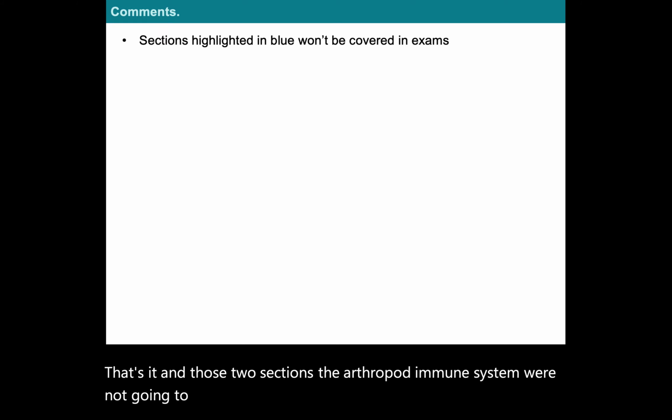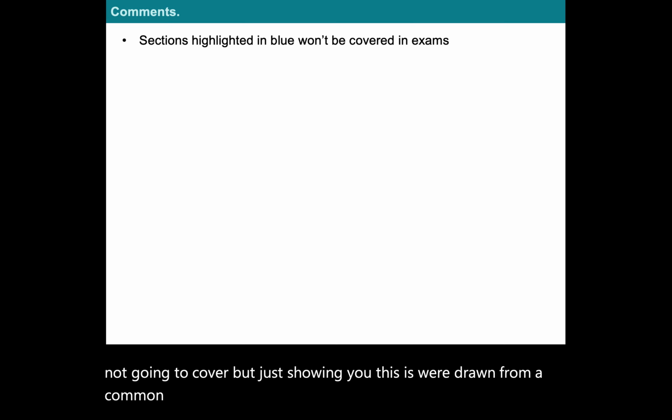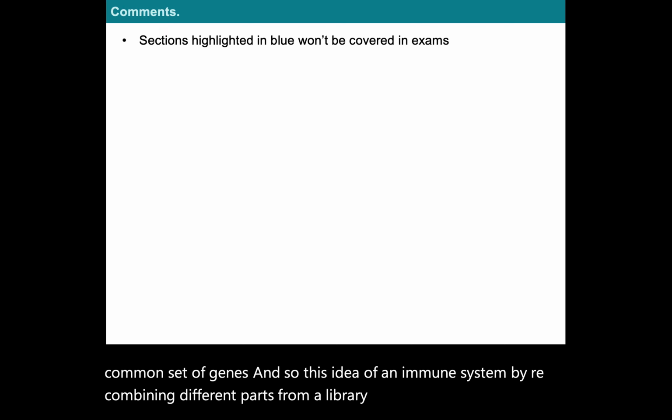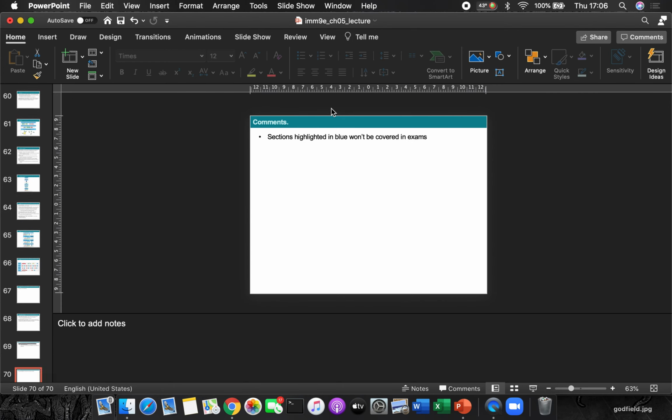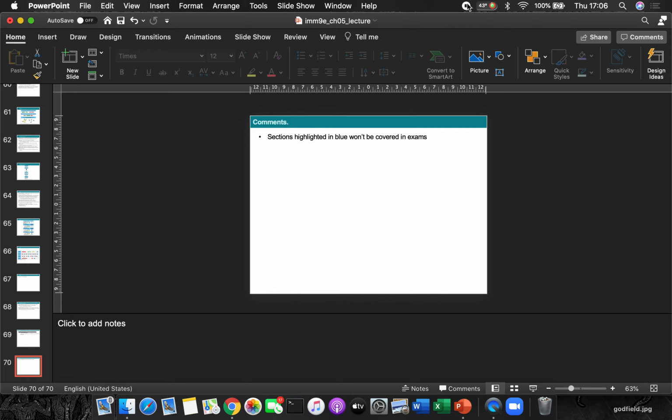And those two sections, the arthropod immune system, we're not going to cover. But just showing you that we're drawing from a common set of genes. And so this idea of an immune system by recombining different parts from a library is very, very old. And it seems to exist in basically all of life. Yeah, all of animal life anyway. So that's kind of neat. All right, thanks very much. That's the end of chapter 5. We did it. We did it.